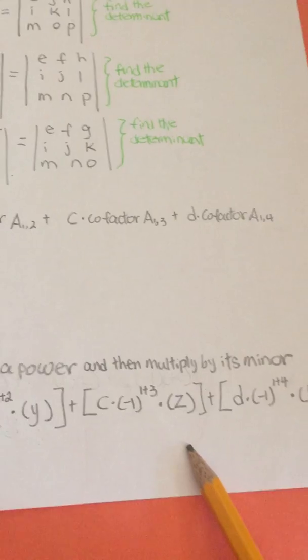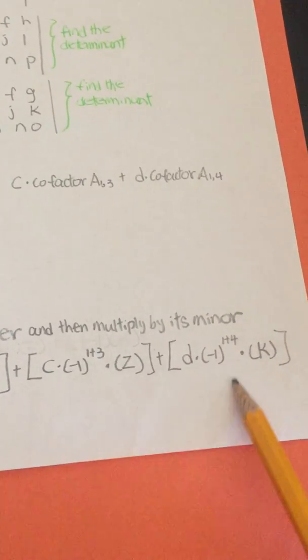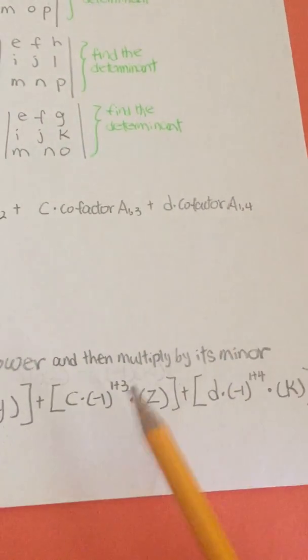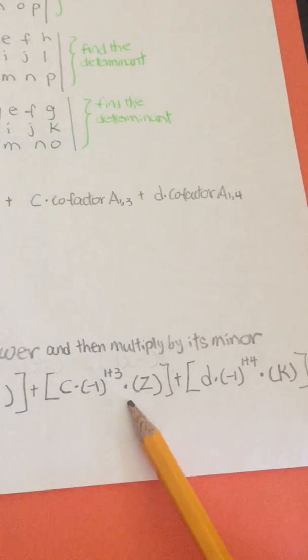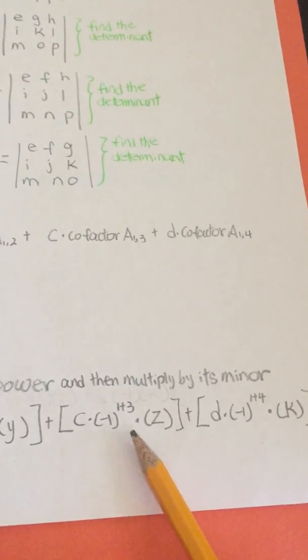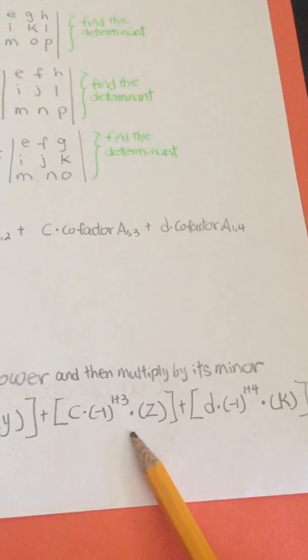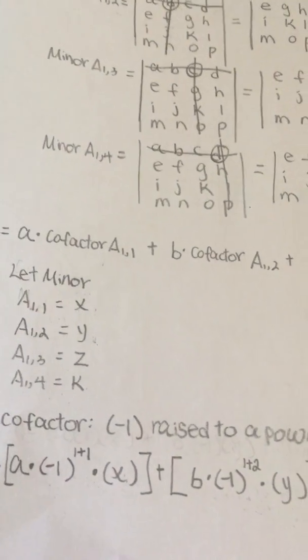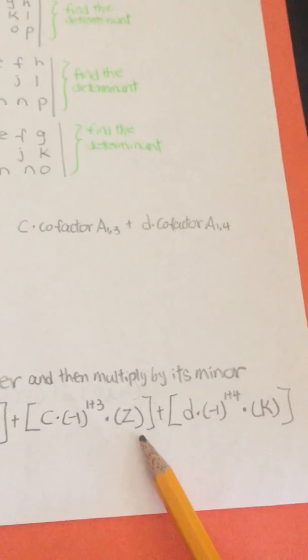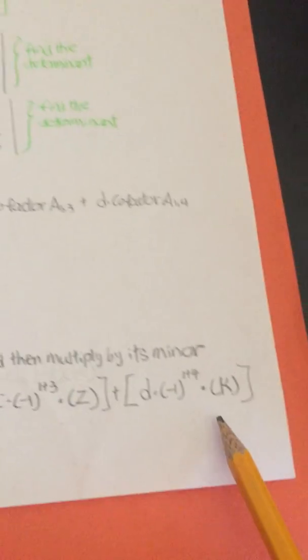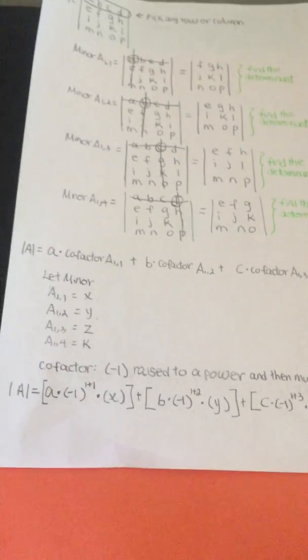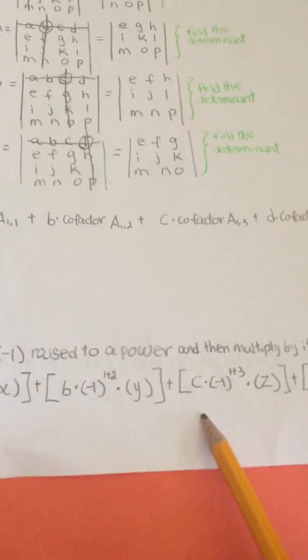So I would do the same thing for C and D. So for C, its position is 1, 3. So I would need to raise -1 to the 1 plus 3 power. And then its corresponding minor is Z. Therefore, I also need to multiply Z. And then I will do the same thing for D. So finally, to find the determinant, I just need to multiply all of these together.